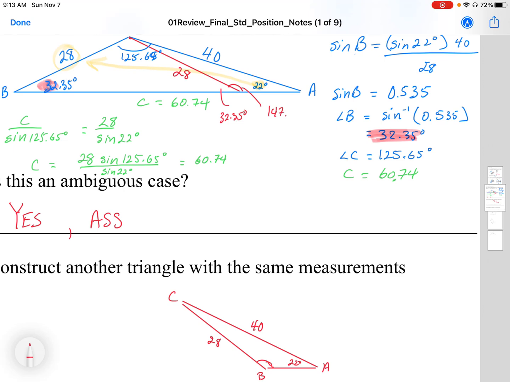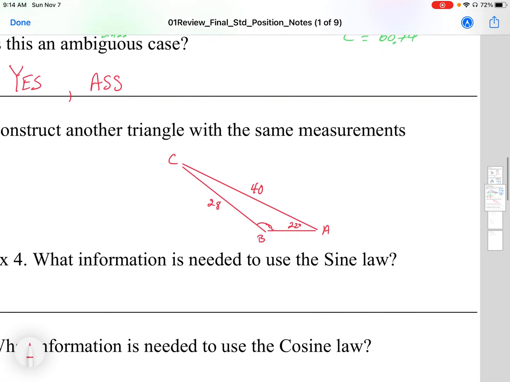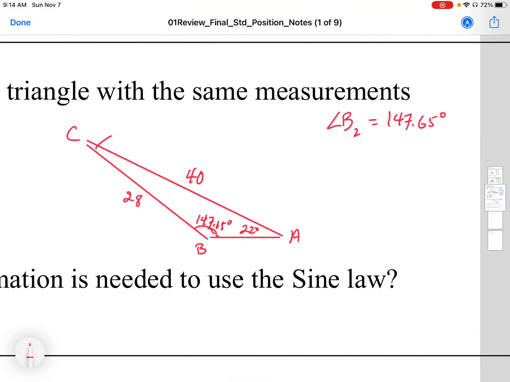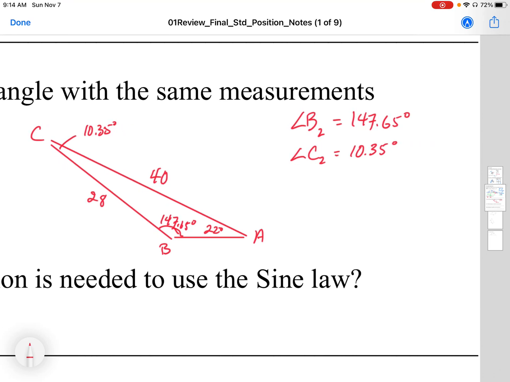That's going to be 147.65 degrees. So I'm going to call that B2, 147.65 degrees. Okay, and then C2 here is going to be, the angles add up to 180. So we're going to do 180 minus 147.65 minus 22, and we end up with an angle of 10.35. Okay, so we'll call that C2, and that's going to be 10.35 degrees.